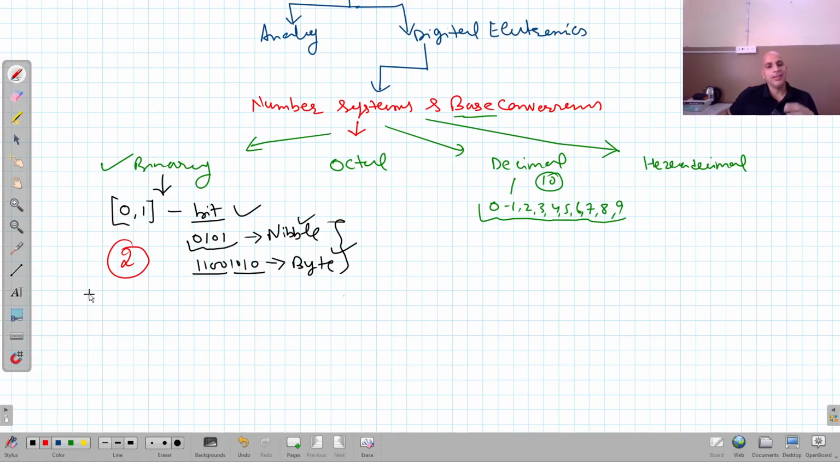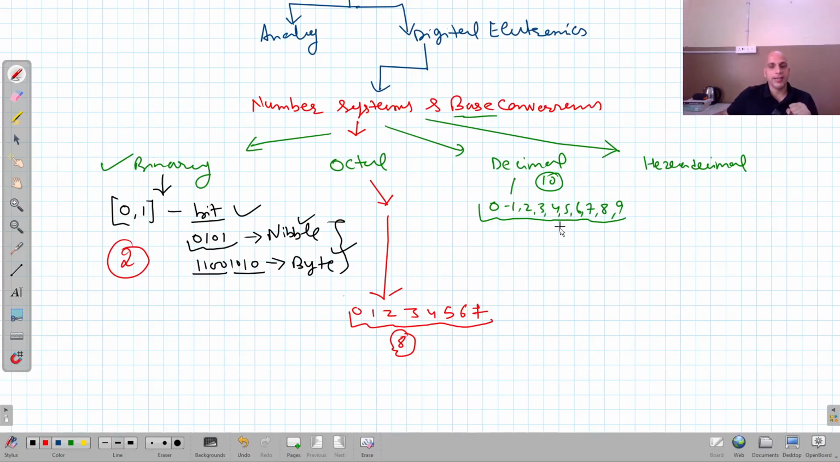So base is 2, and any number in this number system will be represented as a combination of 0s and 1s, right? Now I am coming to the second one, the octal number system. Octal means 8. We are using 8 unique digits: 0, 1, 2, 3, 4, 5, 6, 7. These are the 8 unique numbers that are used for representing any number in this number system. So obviously its base is 8.